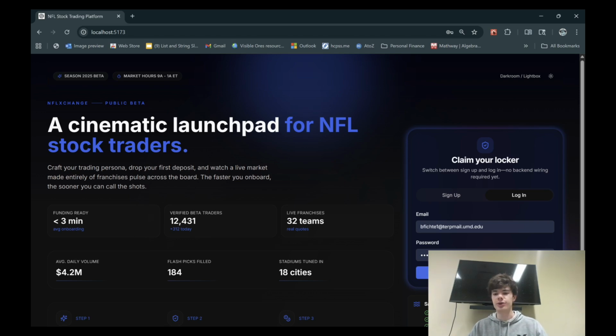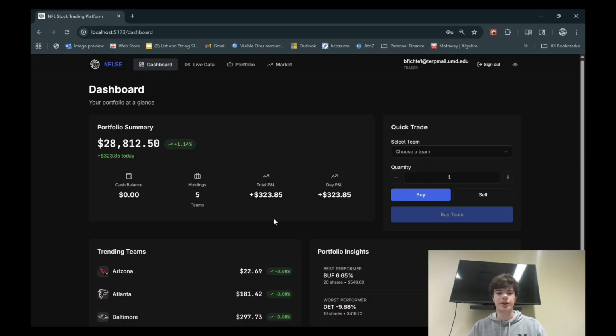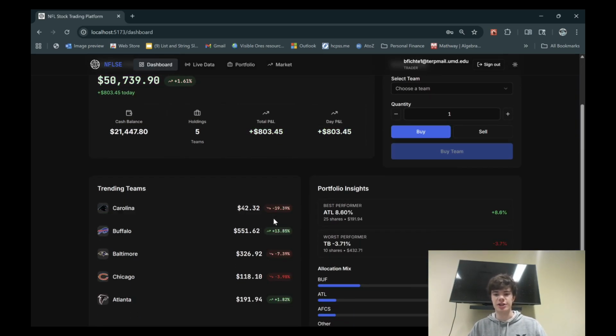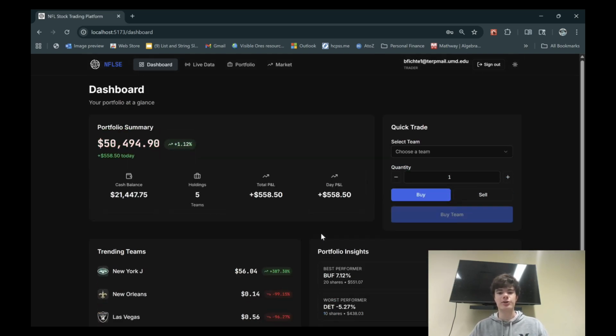Let's log in and see what the portfolio looks like. You can see we're currently in two positions. Our best performer is the Atlanta Falcons, no bias intended, and our worst performer is the Tampa Bay Buccaneers. Our total P&L is a little above $500, and I'm going to pass it on to Maheen to go over the stock's performance.